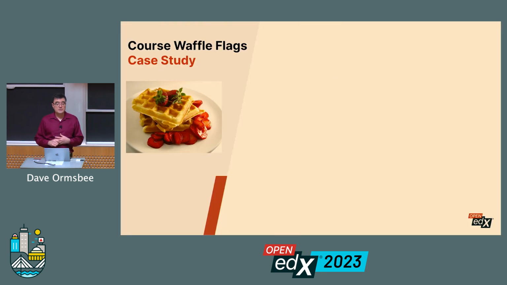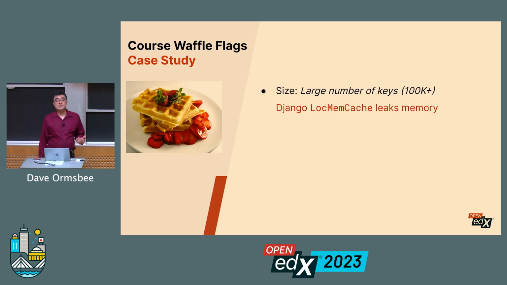Here's course waffle flags. For those not familiar, course waffle flags are basically feature toggles that we have in the platform. They can be overridden for a specific organization or a specific course within that organization. That means there are a very large number of potential keys, because the number of courses, which can be thousands of courses, is multiplied by the number of features. And so Django local memory cache leaks memory. Maybe this isn't the best fit to hold this.